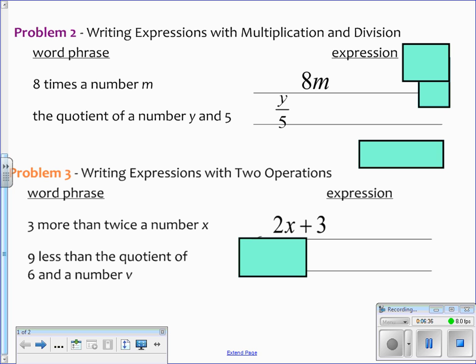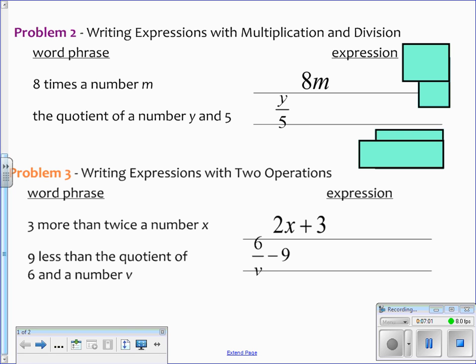9 less than the quotient of 6 and the number b. This one, you've got to be careful. 9 less than means I subtract 9. So it's whatever that is minus 9. The quotient of 6 and a number b. What goes on top? The 6. 6 over b minus 9.